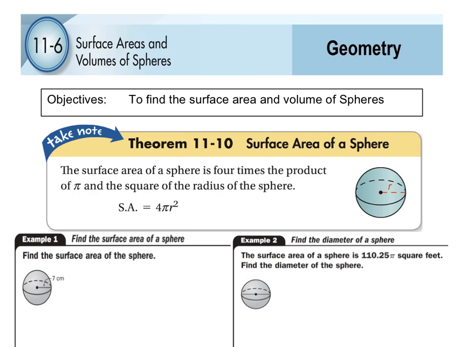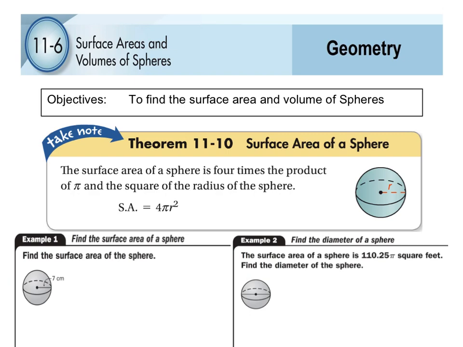And remember, lateral area is the area of the sides of a shape. But a sphere is essentially like a ball, and a sphere doesn't have any sides. So there is no lateral area of a sphere because it doesn't have any sides. So the surface area of a sphere is 4 times the product of pi and the square of the radius of the sphere. Essentially, the surface area of a sphere is 4 pi r squared.